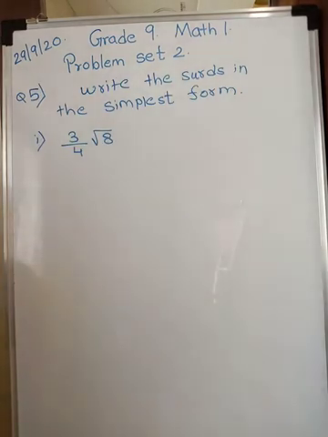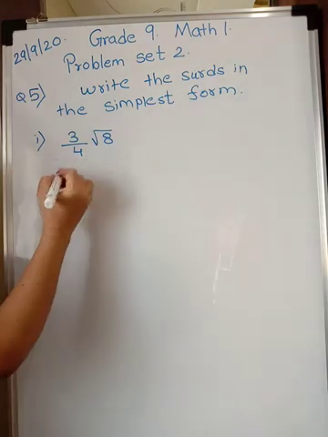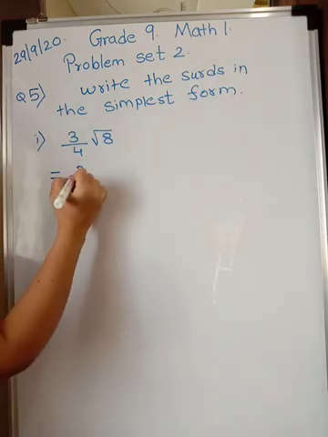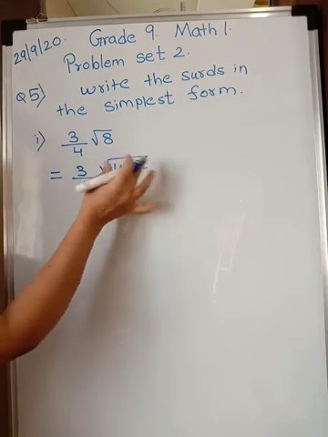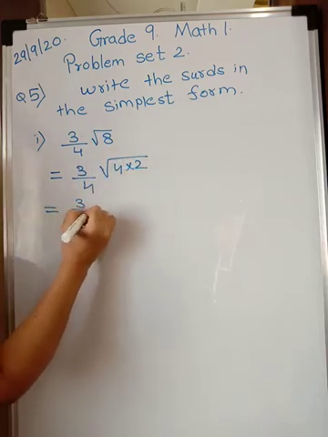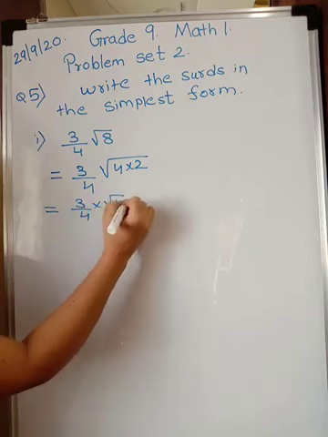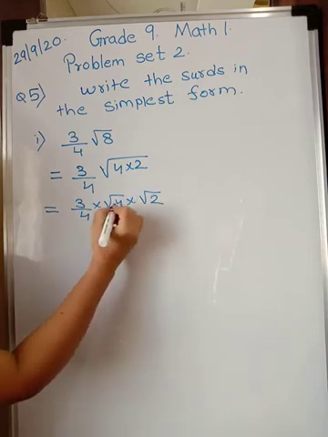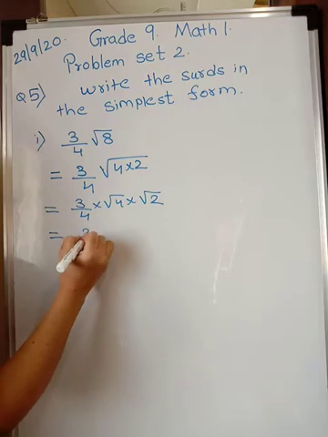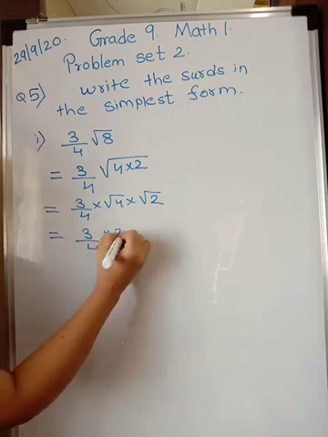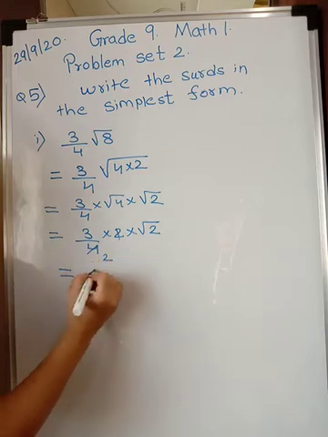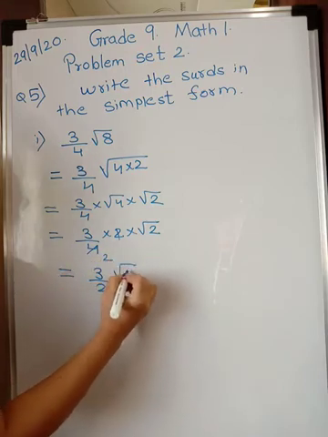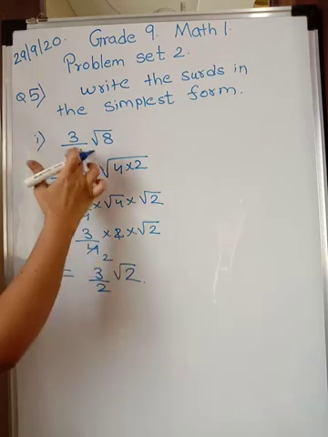Now, the fifth question is: write the following surds in the simplest form. So this is a surd. Let's write it in simplest form. So this is equal to 3 upon 4. Root 8 can be written as 4 into 2. Let me split this, I'll make it easier for you. Into root 4 into root 2. Root 4 is 2. So this can be written as 3 upon 4 into 2 into root 2. 4 ones are 4 and 4 twos are 8. So what we get? 3 upon 2 root 2. This is the simplest form of this surd.